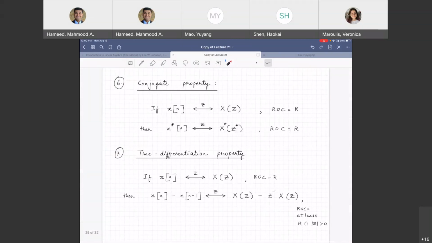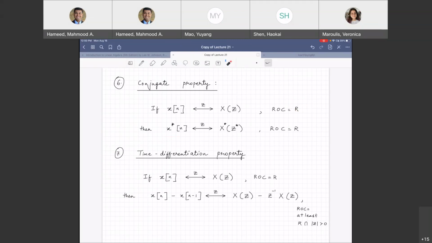All right, next, couple of things quickly. Conjugate property: x of n, if the z transform is x of z, that is known, region of convergence is R. Then if you take the complex conjugate of the signal in time domain, then in the z domain, you replace all the z's with z complex conjugate, but also the function x of z gets complex conjugated. The region of convergence doesn't change.